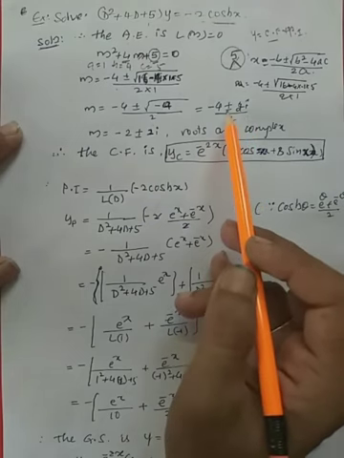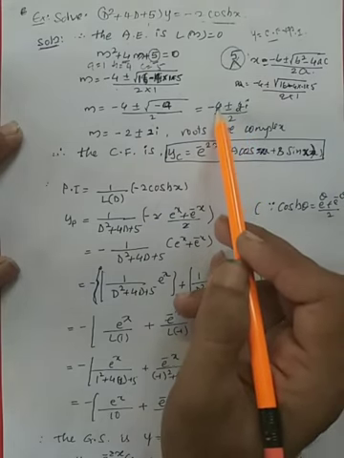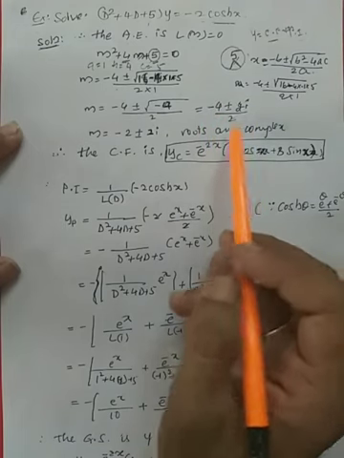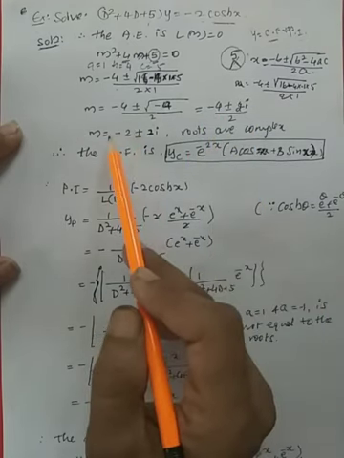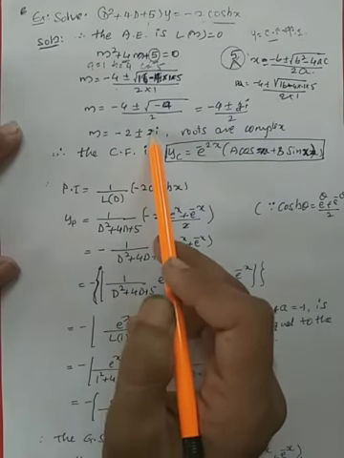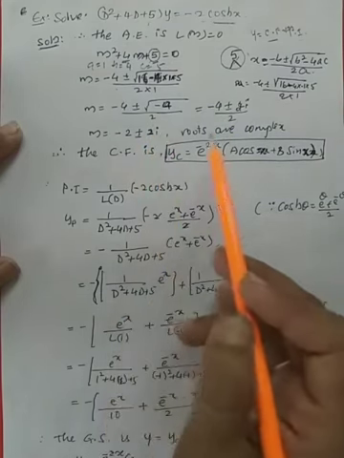After simplifying that, taking the denominator separately for this quantity and that quantity, it can be written as m is equal to: 2 ones are 2, 2 twos are 4, so minus 2 plus or minus 1 into i.